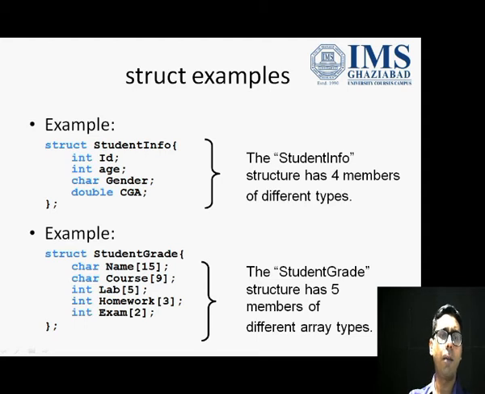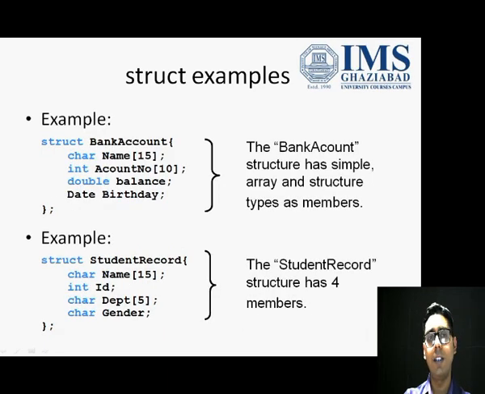In another example, I have shown you the structure of student info having certain members like ID, age, gender, and CGPA. Here you can see all these data members are of different types. Whereas in another example, you can see a structure named student grade having name as a string, course again as a string, lab as an array of integers, homework again an array of integers, and exam an array of integers again.